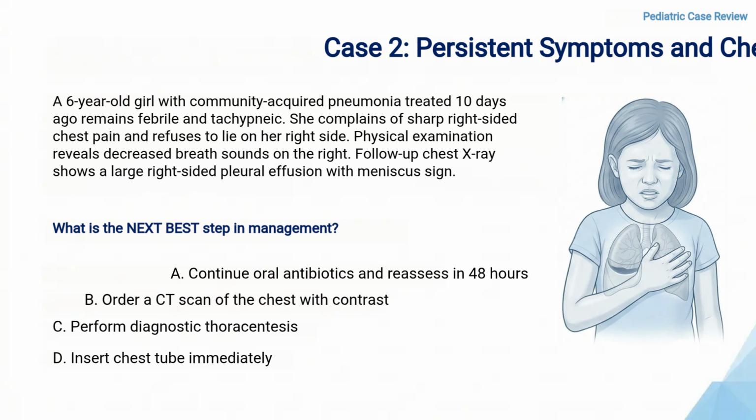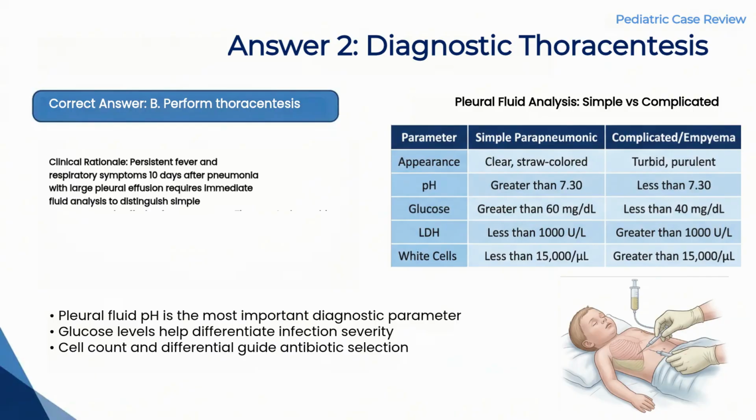Option A. Continue oral antibiotics and reassess in 48 hours. Option B. Order a computed tomography scan of the chest with contrast. Option C. Perform diagnostic thoracentesis. Option D. Insert chest tube immediately. The correct answer is option C.